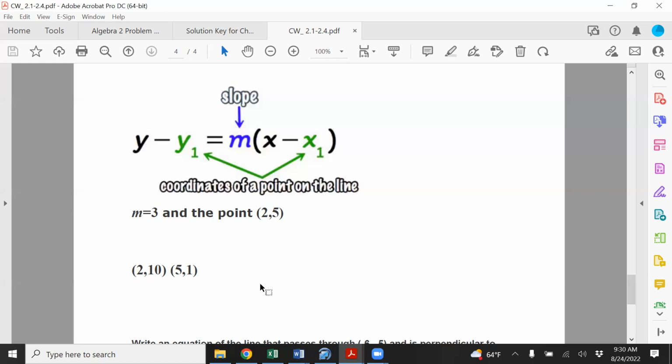Here's another one. Now, I don't know the slope. So how am I going to find my slope here? 10 minus 1 over 2 minus 5, or you can do 1 minus 10 over 5 minus 2, same. So then you do this. Y minus equals -3, x minus.